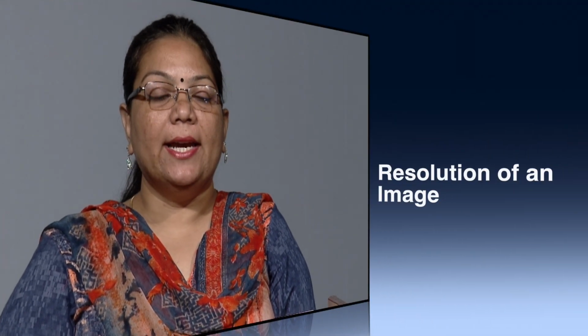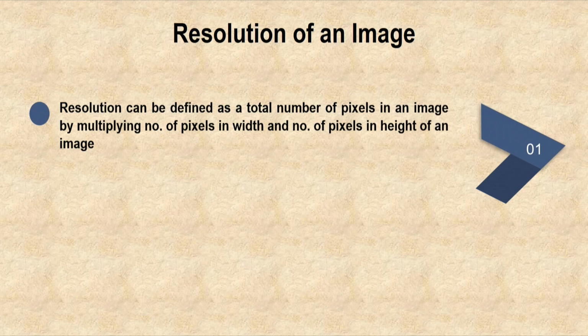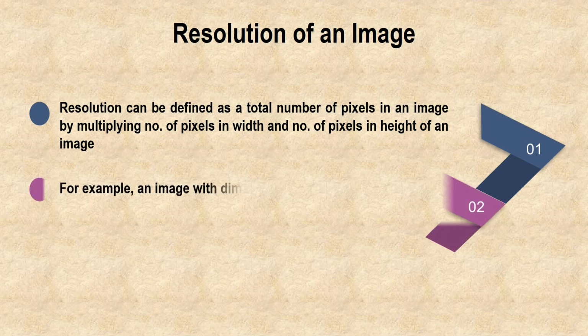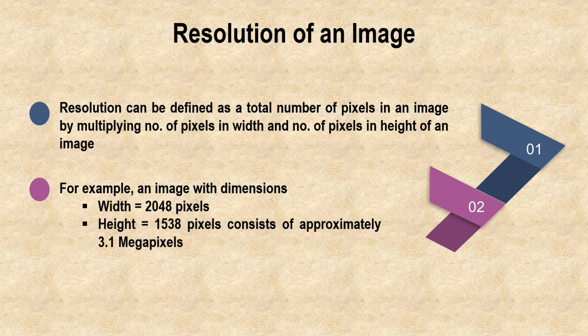Resolution of an image. It can be defined as the total number of pixels in an image, and it can be achieved by multiplying together the number of pixels in the width and the number of pixels in the height of an image. Say, for example, we have an image with dimensions width equal to 2048 pixels and height equal to 1538 pixels. By multiplying together these width and height pixels, we will get approximately 3.1 megapixels. So, we can think of the resolution of an image according to its width and height.